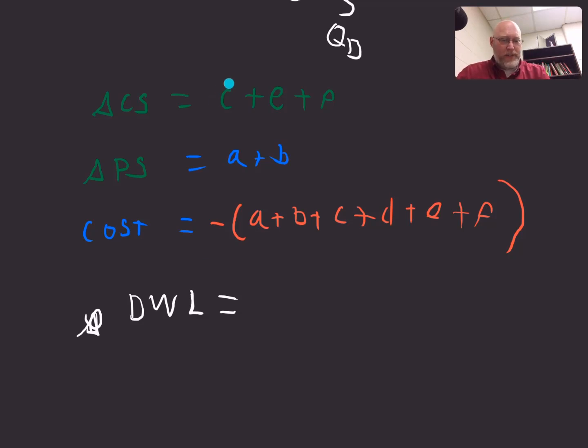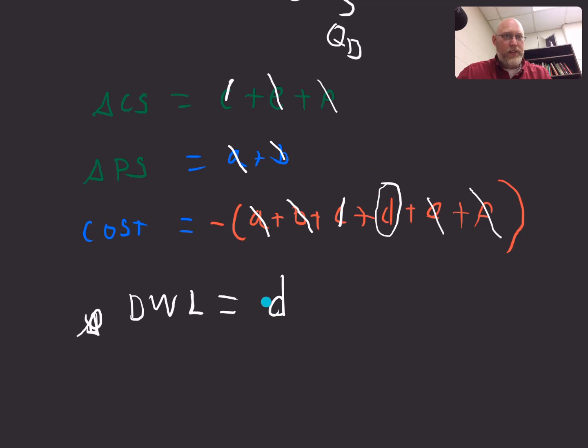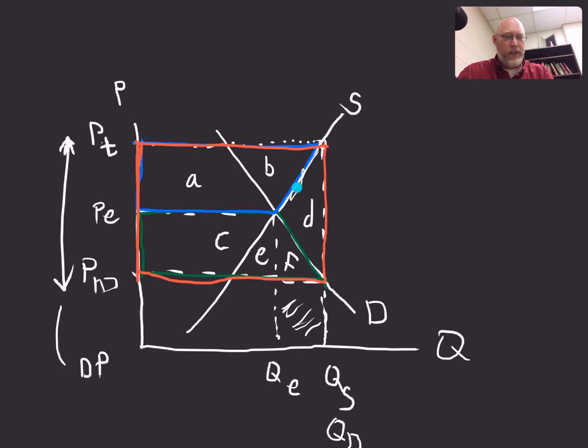We got a positive C here and a positive C here. They cancel. A positive E here, a negative E here. They cancel. A positive F here, a negative F here. They cancel. A positive A here, a negative A here, a positive B here, a negative B here. And we're left with area D is our deadweight loss, this area here.